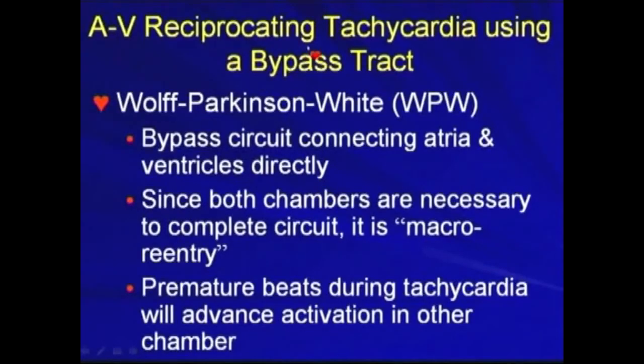So this AV reciprocating or reentry tachycardia using a bypass tract is also named Wolff-Parkinson-White syndrome. This is a bypass circuit connecting the atria and the ventricles directly. Since both chambers are necessary to complete the circuit, it is a macro reentry. And premature beats during tachycardia will advance the activation in another chamber through the accessory pathway.